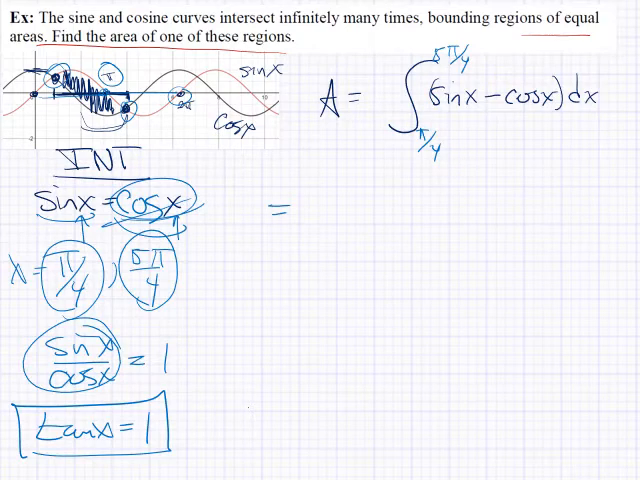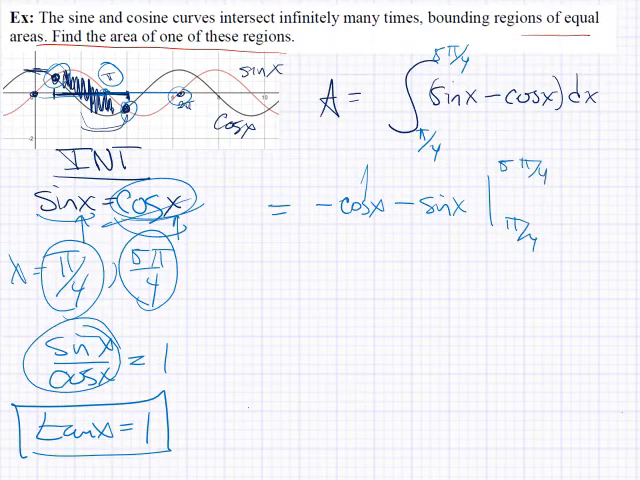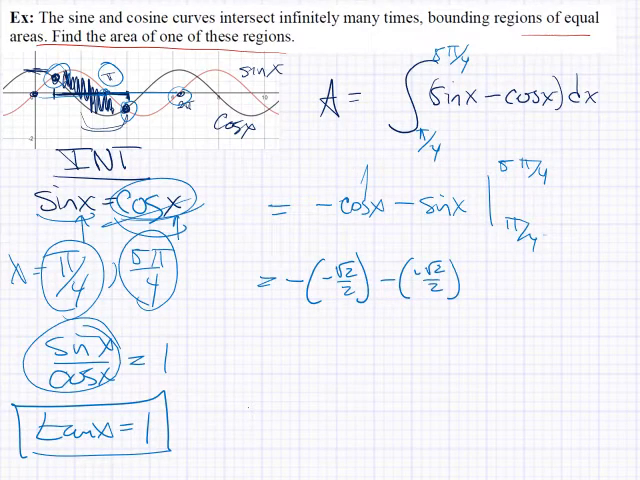The integral of sine is minus cosine x. The integral of cosine would be sine x, between pi fourths and 5 pi fourths. The value of sine and cosine are the same at each of these values, but what is it? The answer would be square root of 2 over 2 or negative square root of 2 over 2, depending on which one of these we're talking about. So if I plug 5 pi fourths in, I'm going to get negative square root of 2 over 2 for both sine and cosine. If I plug pi fourths in, remember I have to subtract this, I'm going to get positive square root of 2 over 2.